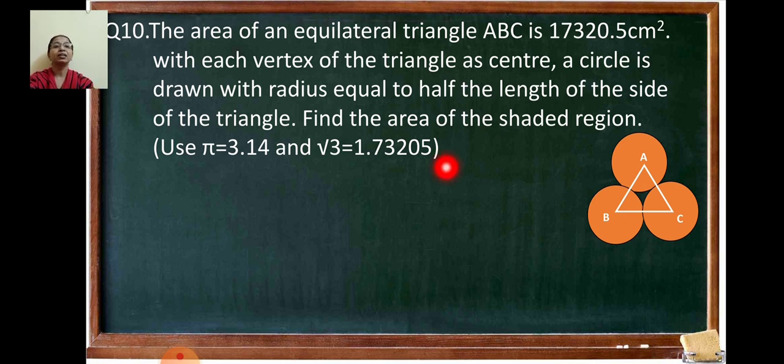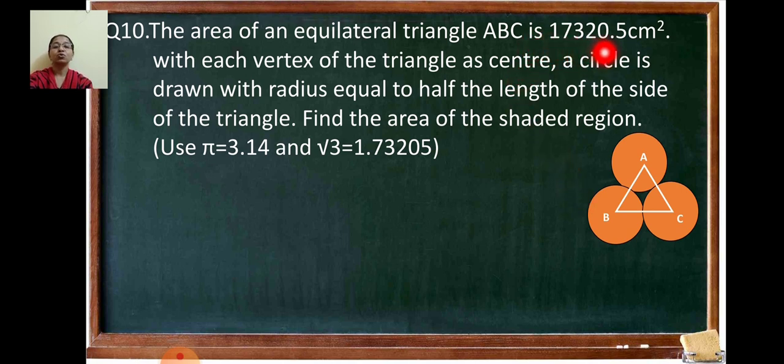Now let me clear you. Here the shaded region area means this black color portion at the center. Right? Three circles I have shown with orange color, triangle with white lines. So here this black color portion, that area you have to find out. So what is given? The area of the triangle is given.